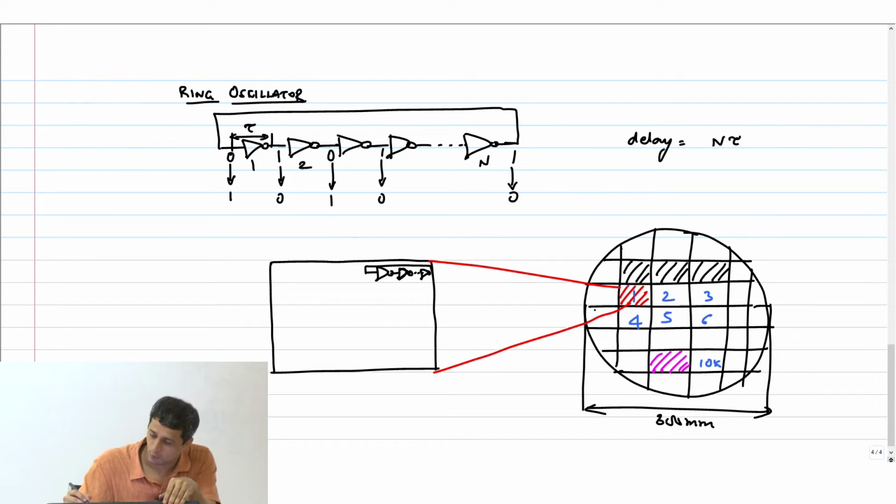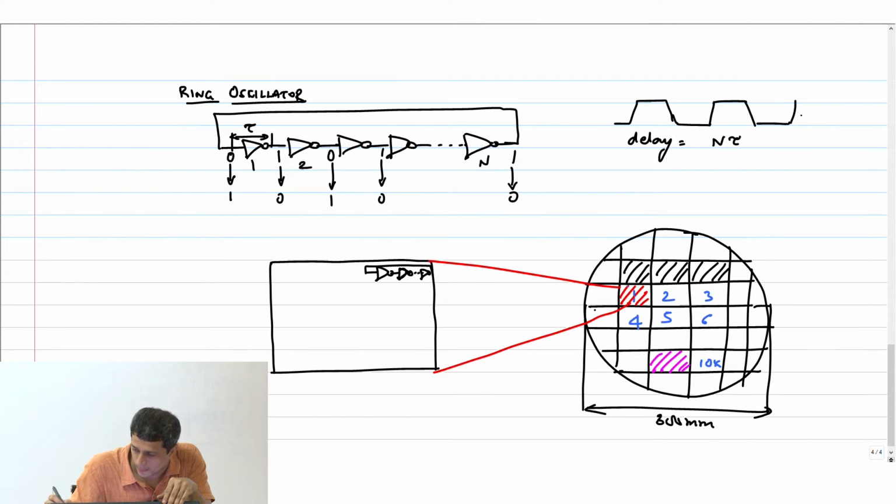So if you look at the output of this ring oscillator, it will go like this, right? This is too clean a waveform, but it may even look like a sinusoidal waveform in reality, by the way. This delay for output to go from 0 to 1 is basically my n tau. This is another n tau. Therefore, the frequency of operation is 1 by 2n tau.